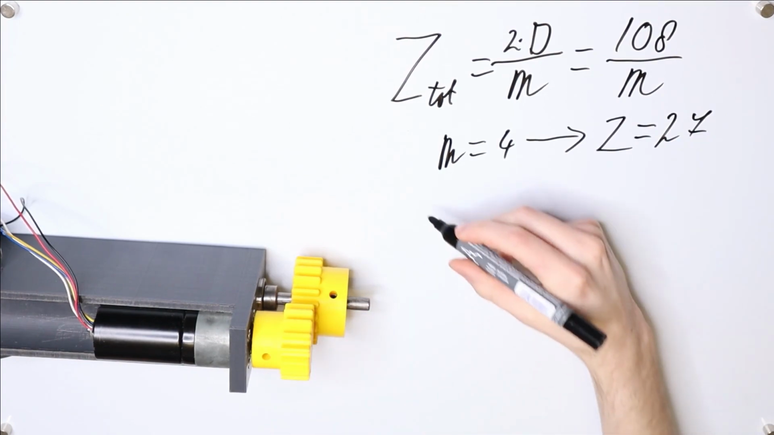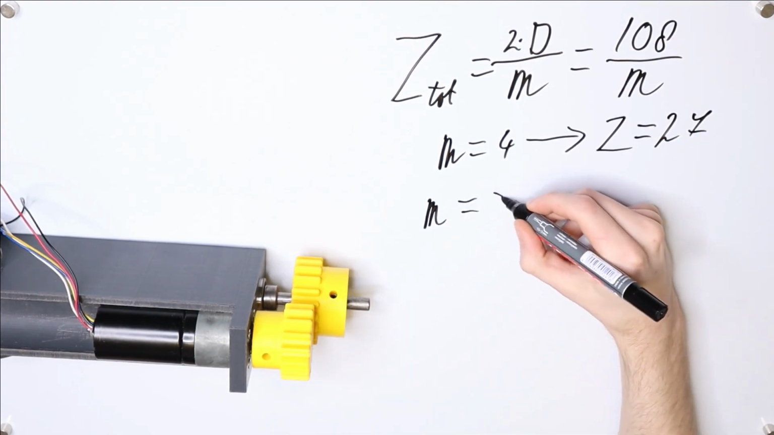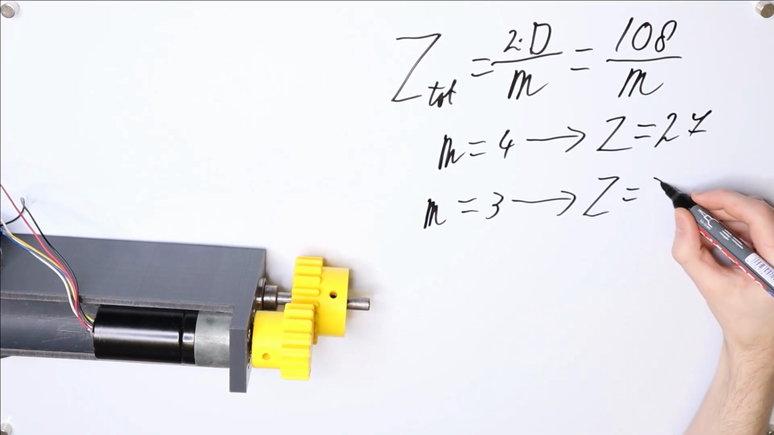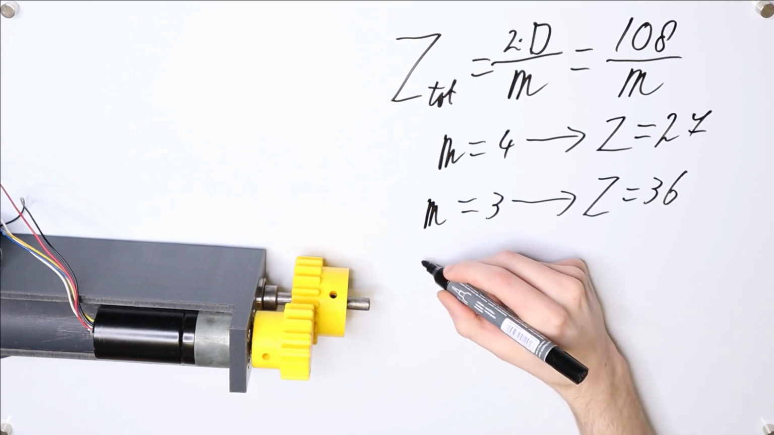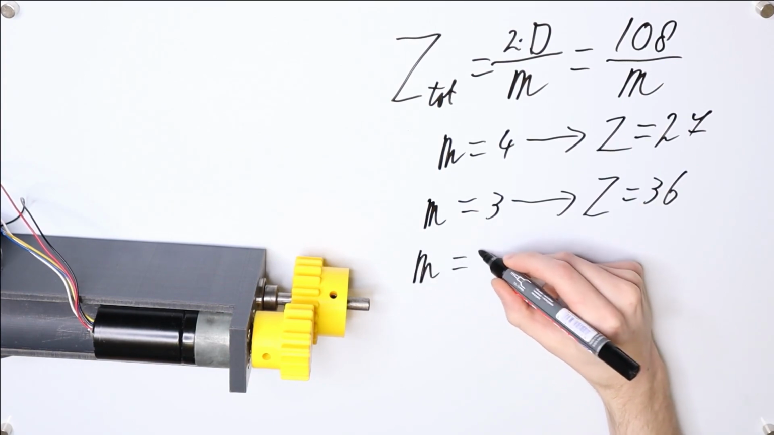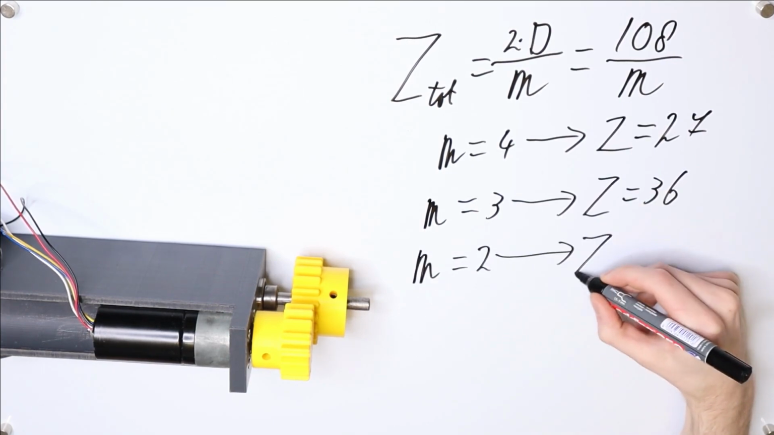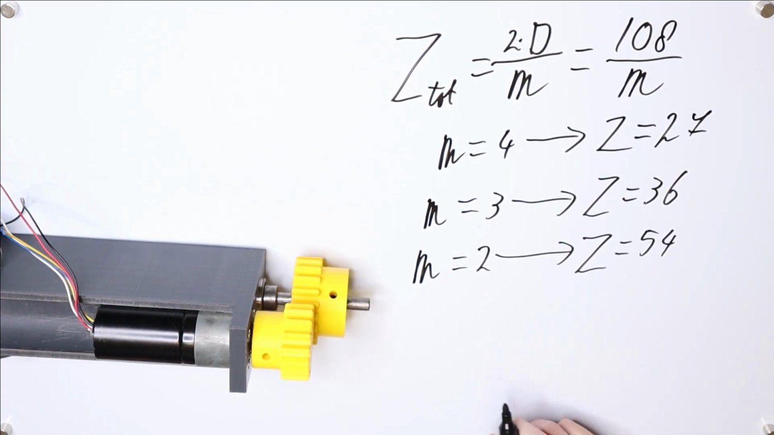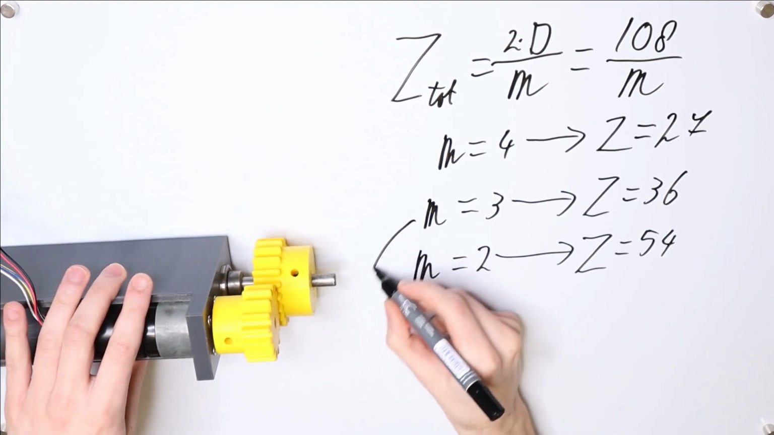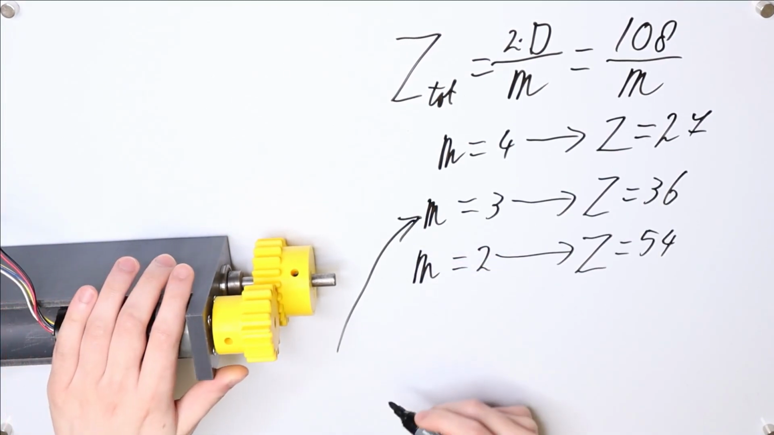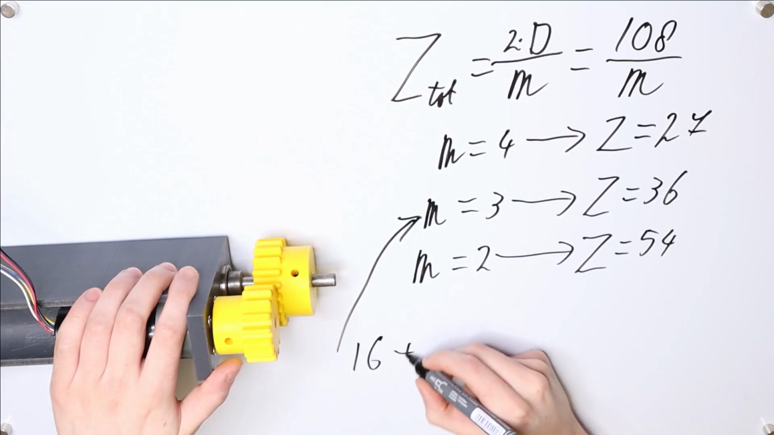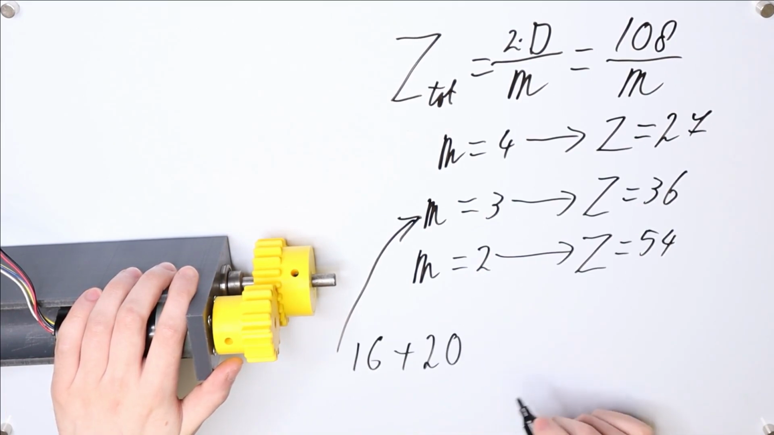In this case, for 3, we get a total number of teeth of 36. And let's say as another option we would choose 2. In that case, we would get 54. So remember that I chose this over here, and that in particular I went for a gear of 16 teeth plus a gear of 20 teeth.